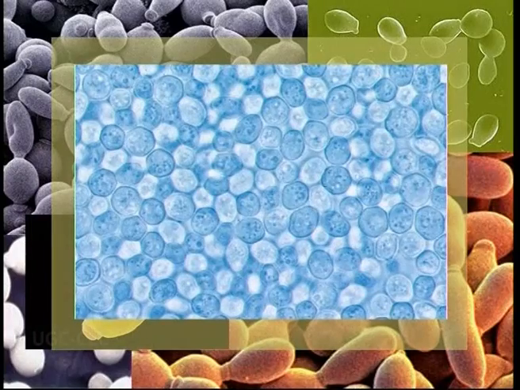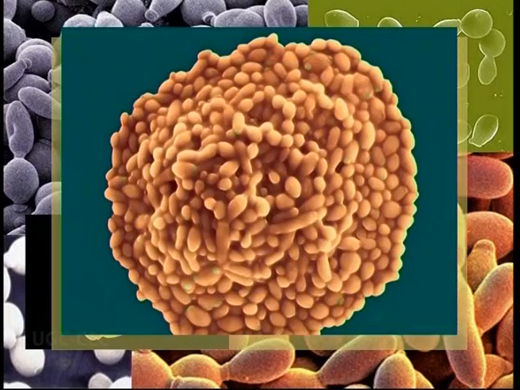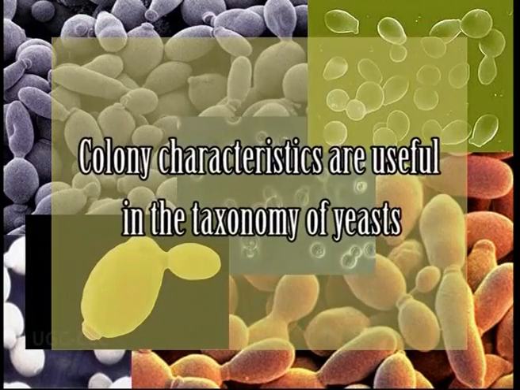Individual yeast cells appear hyaline, but when grown on solid media, they produce colonies that may be white, cream-colored, pink, or tinged with brownish pigments. Colony characteristics are useful in the taxonomy of yeasts. Physiological characteristics are also utilized in determining yeast species.